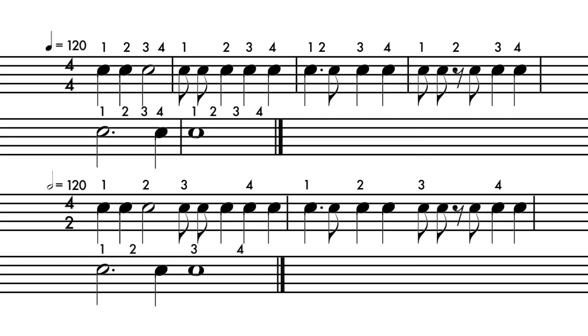Did you notice that the tempo speed is the same for both patterns, but the bottom pattern sounds quicker than the top pattern? This shows how the note values, tempo, and time signatures all affect the rhythm of music.